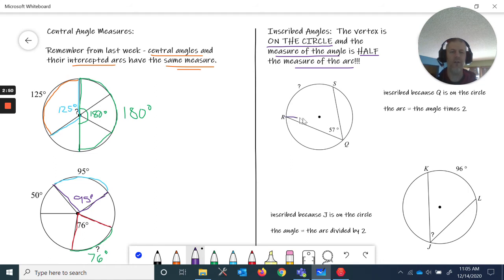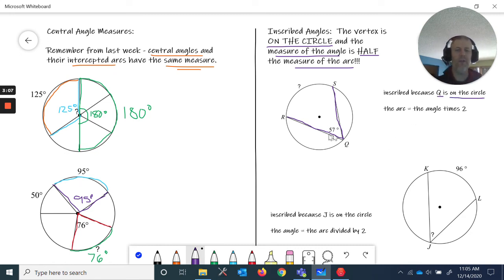So this is angle RQS. Let's try and draw that a little better. Third time's a charm, maybe. And there we go. So angle RQS is inscribed because Q is on the circle, making it inscribed.